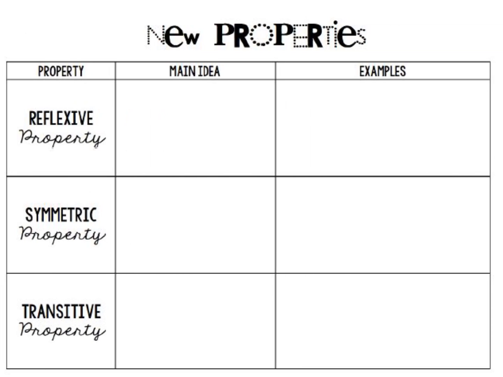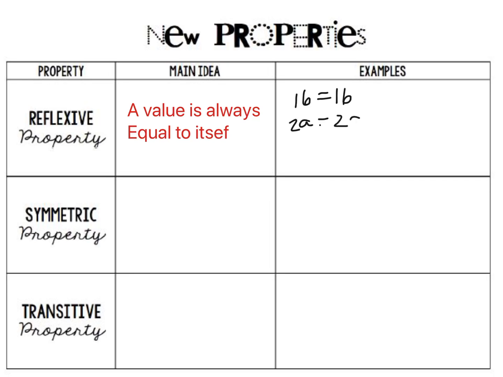Okay, so new to Math 1, or our intro to Math 1, is going to be our reflexive property, our symmetric property, and our transitive property. And I'm going to go ahead and fill in each one of those for you. Our first property is the reflexive property, and it says that a value is always going to be equal to itself. Okay, so 16 does indeed equal 16. 2a is going to be the same as 2a. And then if we start discussing exponents even, 4x squared equals 4x squared.